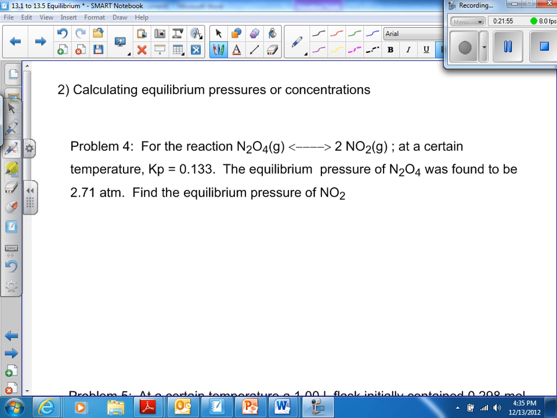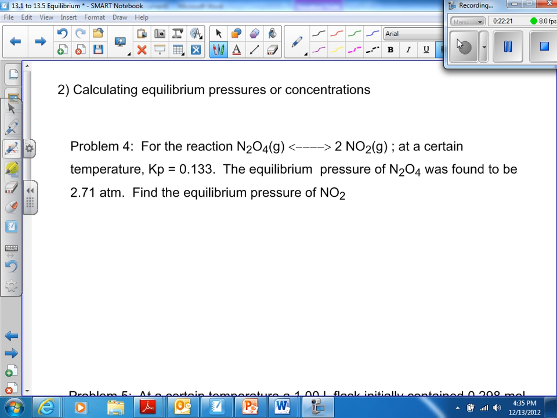Okay, in addition to using our equilibrium constant to figure out which way a reaction can shift, we can also use the equilibrium constant to figure out what the final concentrations or pressures are of a chemical at equilibrium. So I've got some problems here. I don't know if you remember how to do these or not. I'm going to go through the first one, and you can follow along or pause and just do it on your own.